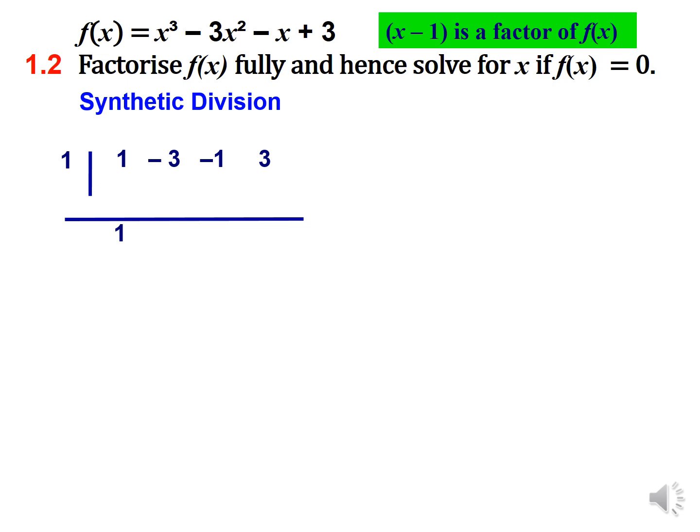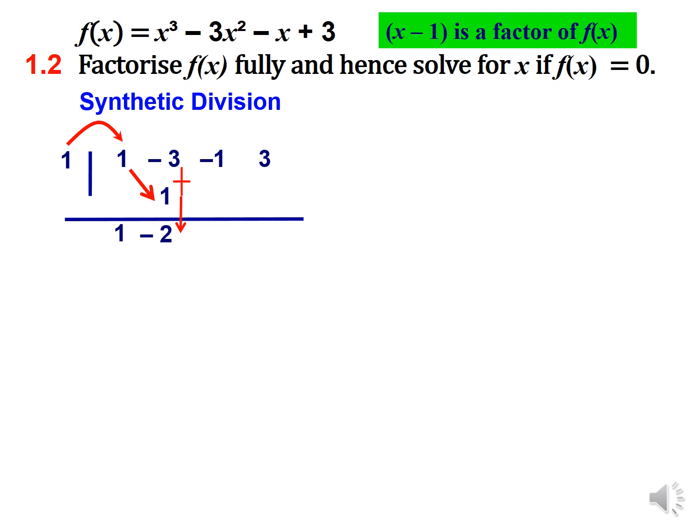Then you multiply it by the first value that you have, which is 1 in my case. 1 times 1. The answer that you get, you write it under the next value. So 1 times 1 is 1. We're going to write 1 here. Then these two numbers, you add them. Minus 3 plus 1, we get a negative 2.